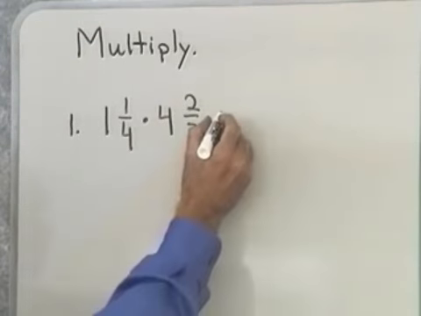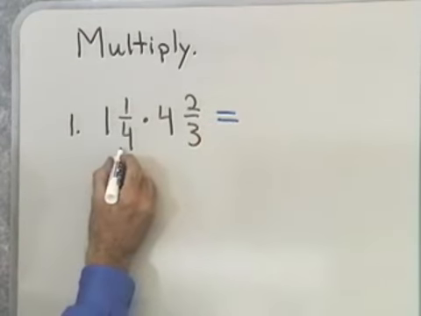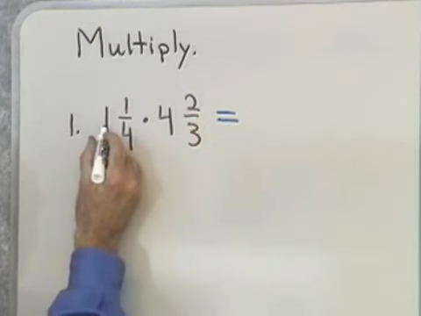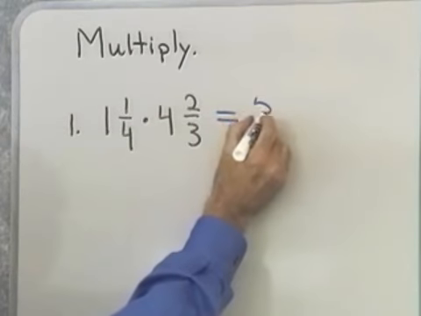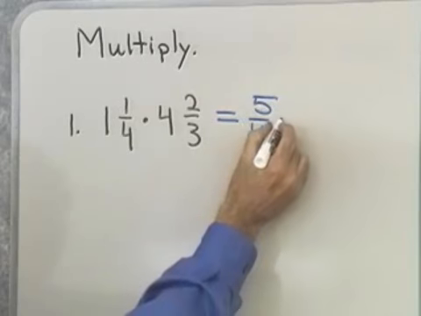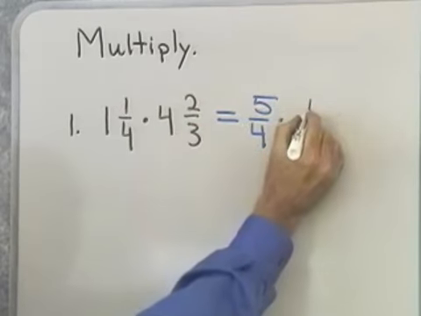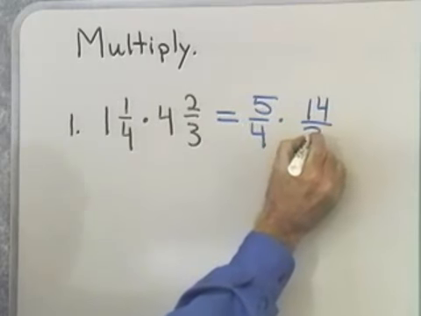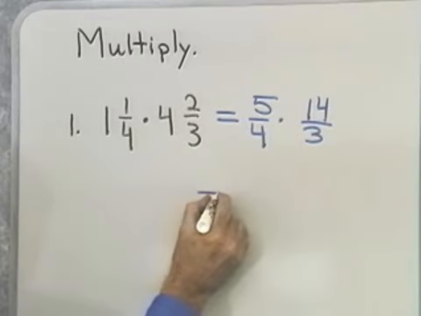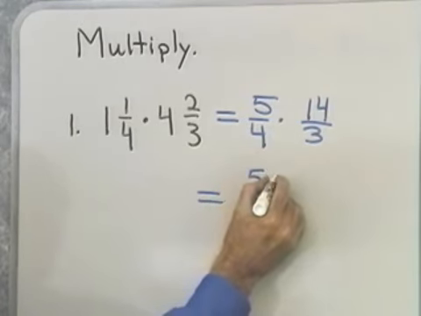What we're going to do first is change each mixed number to an improper fraction. 4 times 1 is 4 plus 1 is 5. So I get 5/4 for the first fraction. 3 times 4 is 12 plus 2 is 14 for the second one, 14/3, I should say. Now I'll factor the numerators.